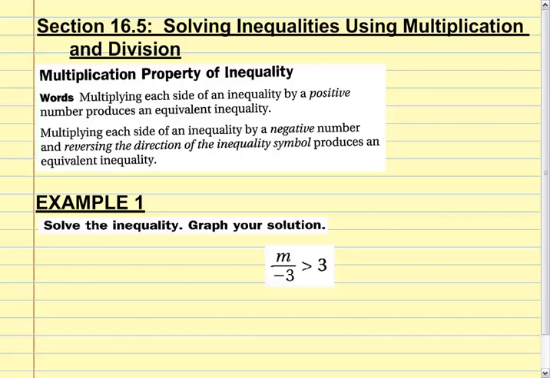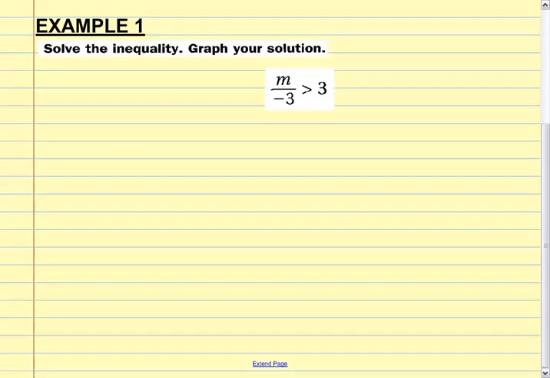It says, multiplying each side of an inequality by a positive number produces an equivalent inequality. That means it's the same. It looks different, but it's equivalent to the thing that we started with. Okay? Now the next one says, multiplying each side of an inequality by a negative number and reversing the direction of the inequality makes it an equivalent inequality. What does that mean? Okay, let's see what it means. All right? Here we go.